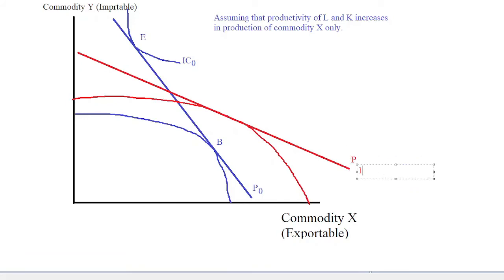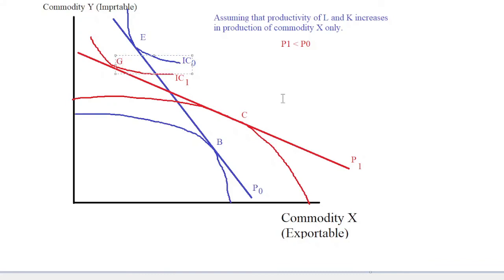The terms of trade P1 deteriorates. Here I have to write one more thing, that P1 is less than P naught. This is something that you have to keep in mind. So terms of trade has reduced here. So in this new scenario, the economy will produce at point C, this point of tangency, and consume somewhere on this area, on this IC, let me denote it as IC1. So now the economy will consume at point G.